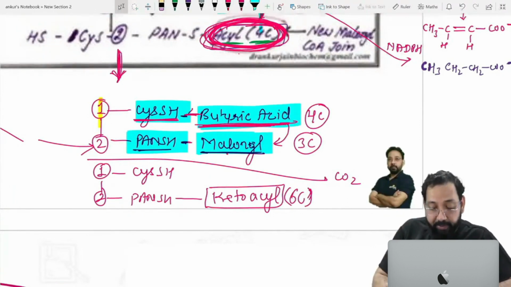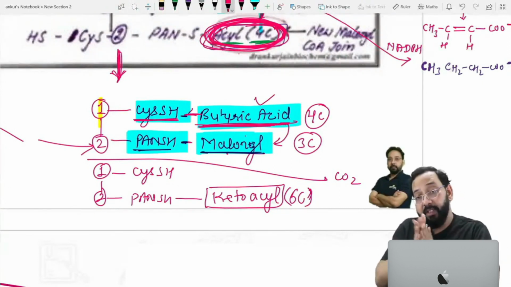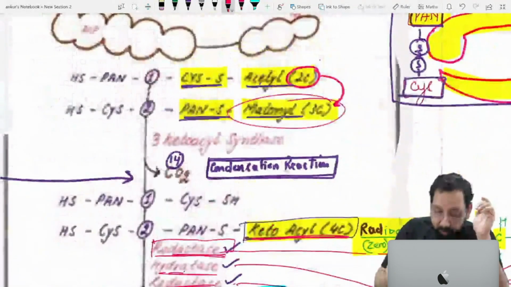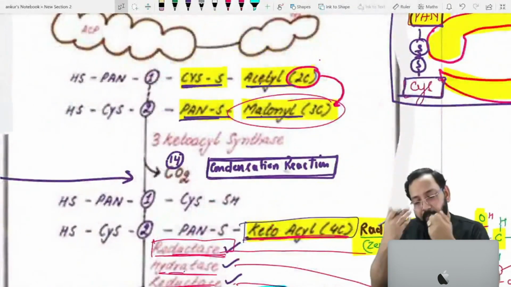Now the pan end is having malonyl. Cysteine is having butyric acid. Butyric acid has 4 carbon. Malonyl coenzyme has 3 carbon. 4 plus 3, 7 carbon. A condensation reaction occurs, and CO2 is removed. Condensation, same thing.